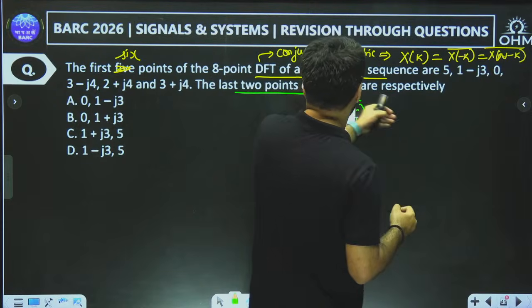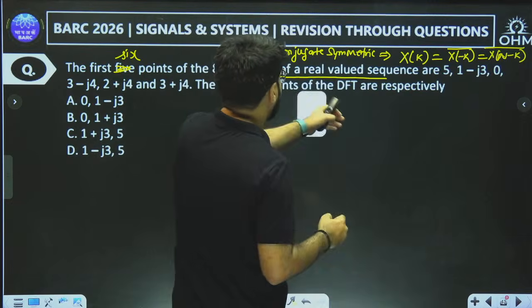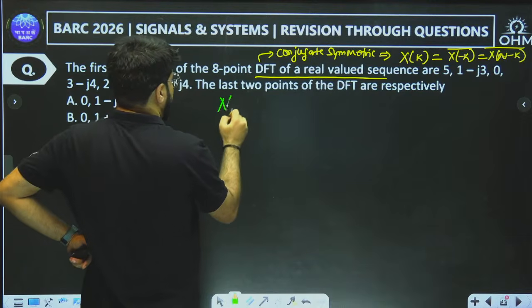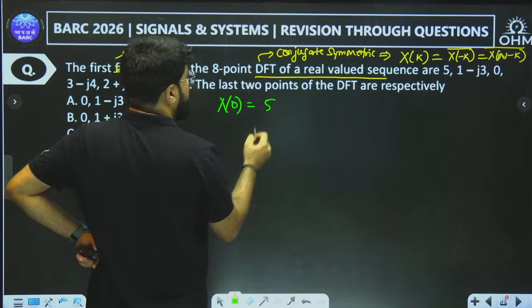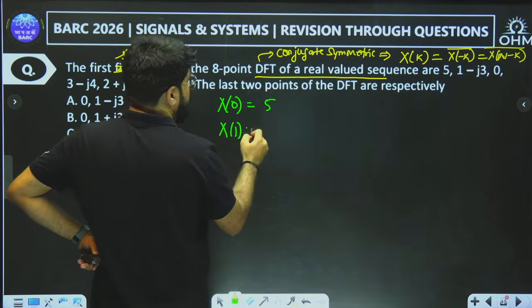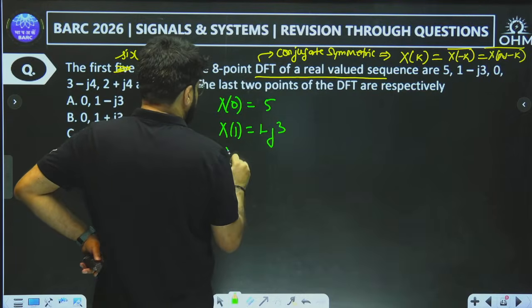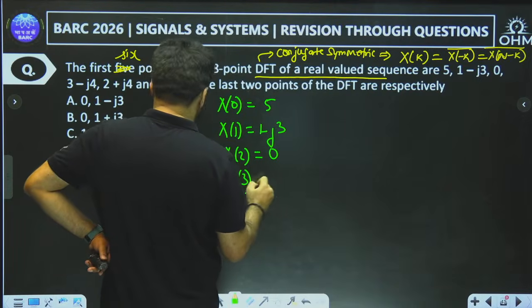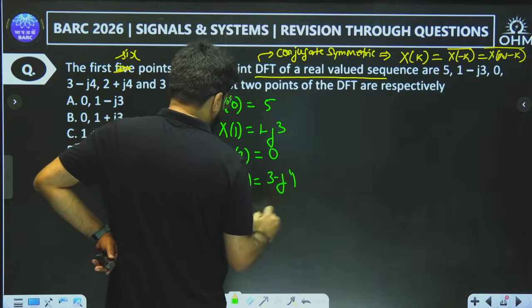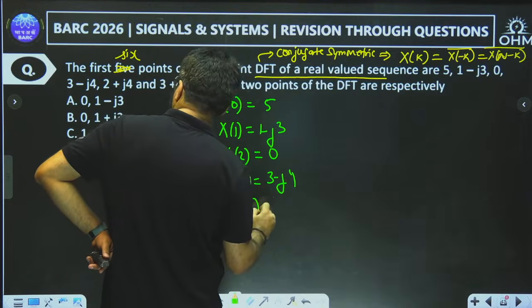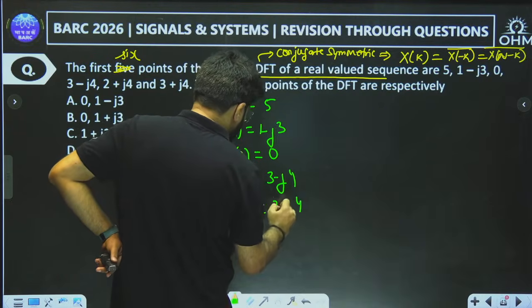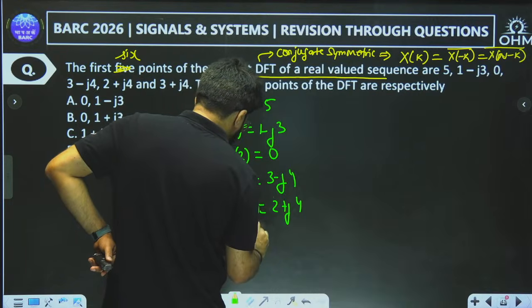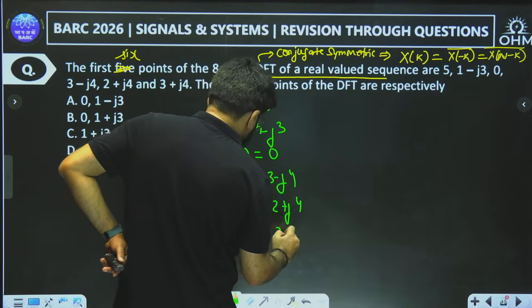Let me write down the sequence. What is given? The x0, the first one, is 5. The first count starts with 0. Then x1 is given to you as 1 minus j3. Then the next value will be x2, which is given as 0. The next value is x3, which is 3 minus j4. The next value will be x4, which is 2 plus j4. The next value will be x5, which is 3 plus j4.